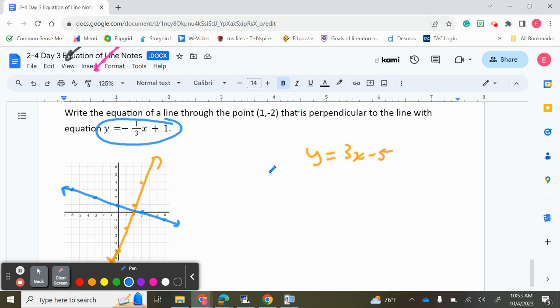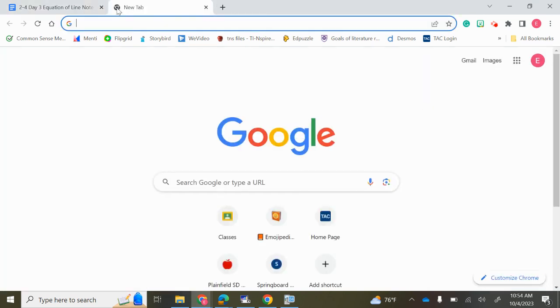All right, I want you to open up Delta Math real quick. I want to go over at least one problem with you guys, because sometimes they give it to you in standard form, and I want to just refresh on how to find that slope-intercept form, okay?